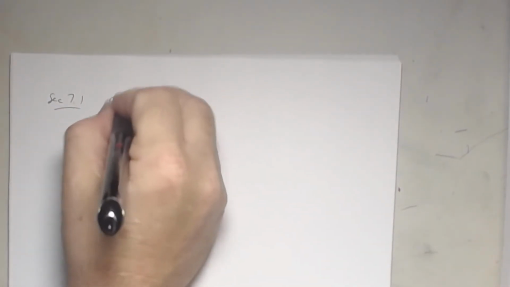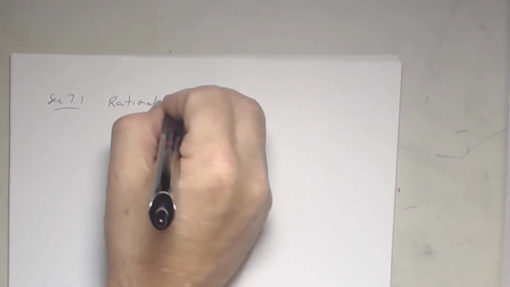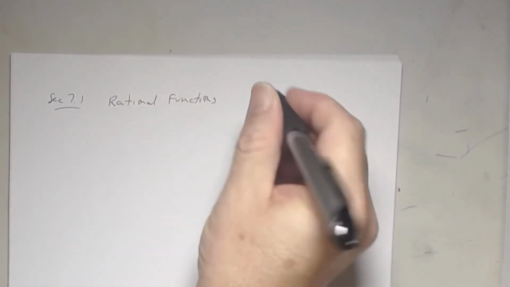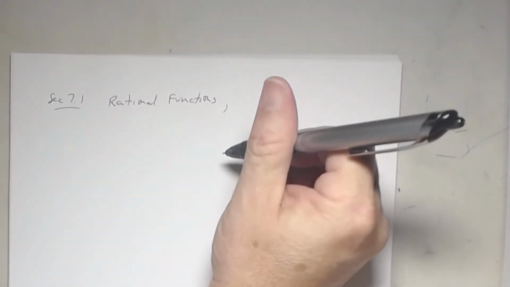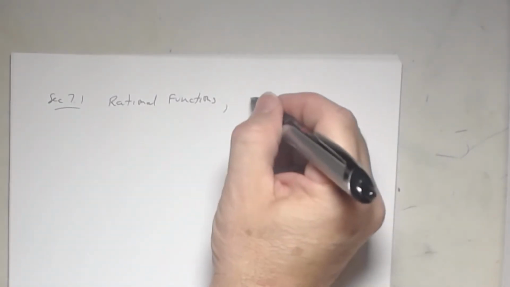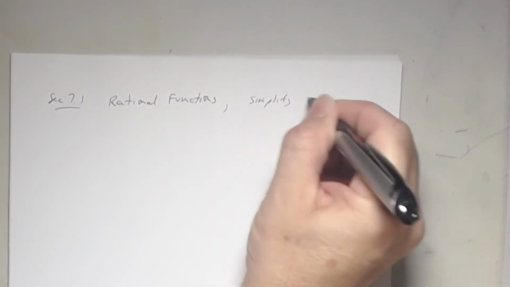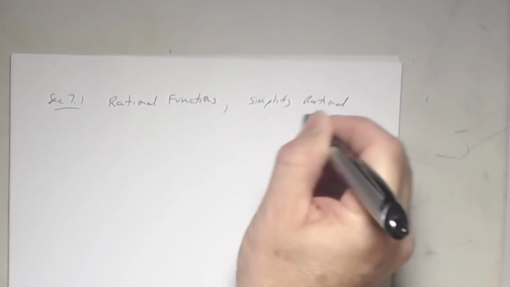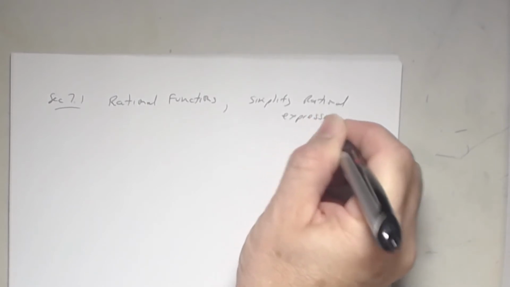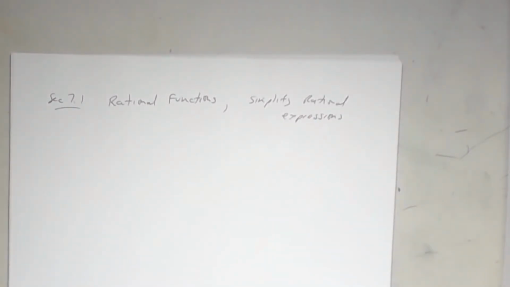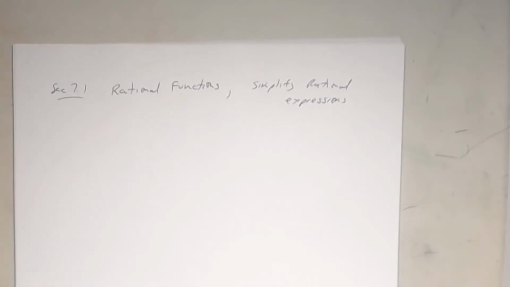So this is where we start talking about rational functions. Rational functions don't sound very rational. And the other part of this is where we're going to simplify rational expressions. Are they simple? So rational functions will be the first part that we're going to look at, and then rational expressions, we're going to simplify those. That'll be the second part of this.